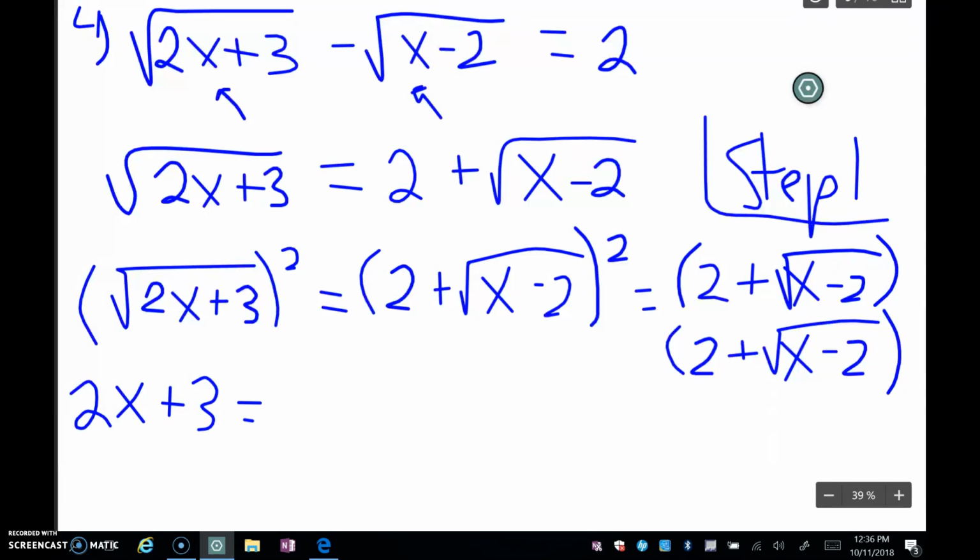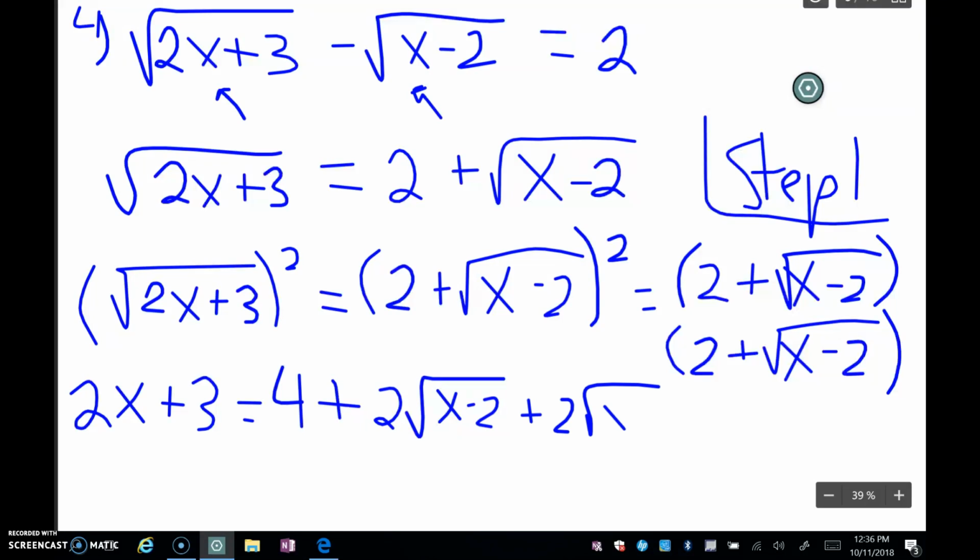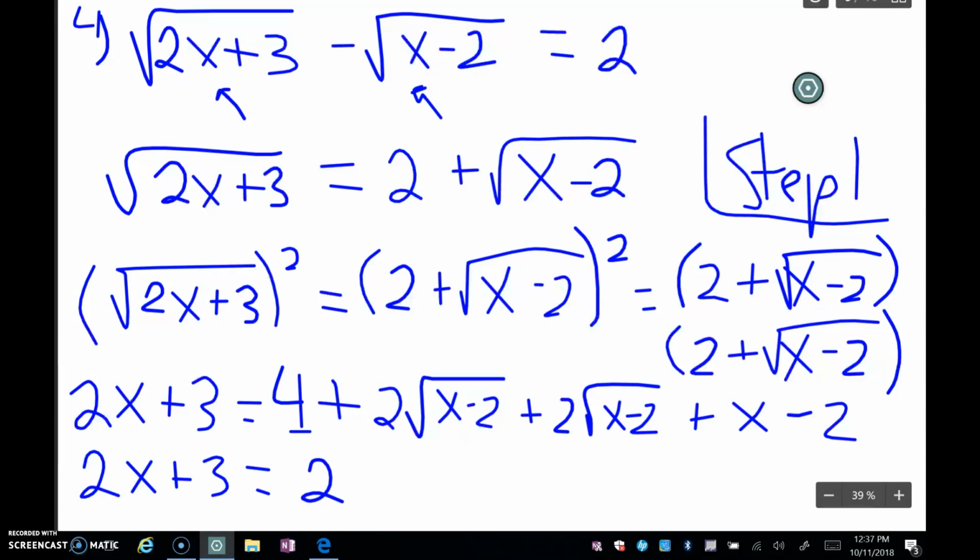When I FOIL out the right side, 2 times 2 is 4, and then 2 times the square root of x minus 2, and then another 2 times the square root of x minus 2. And then when I multiply the last terms together, I just get x minus 2. Combining like terms on the right, 4 minus 2 is 2. And then if I combine my radicals, I just add the coefficients. So 4 times the square root of x minus 2. And then don't forget that x over there. So that's my simplified part.